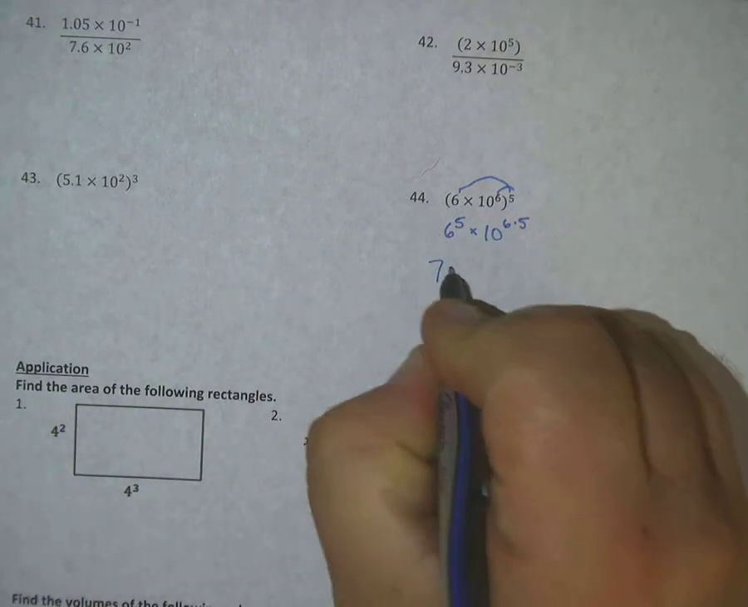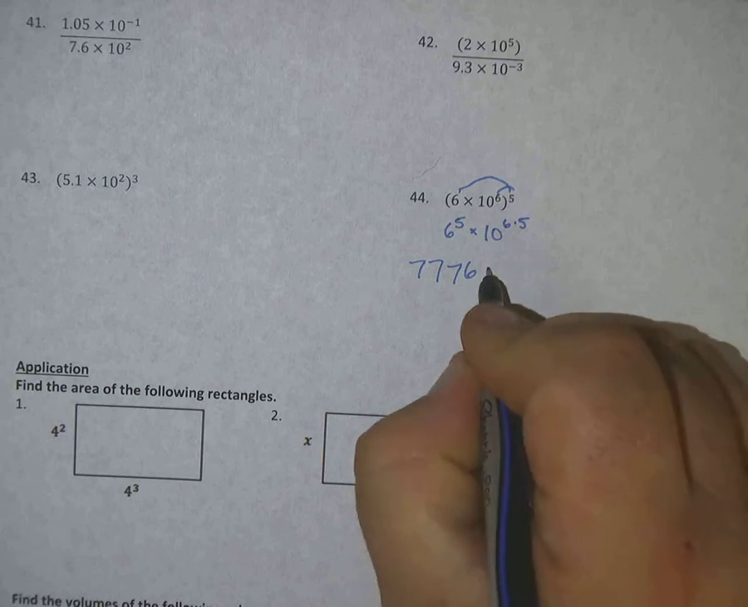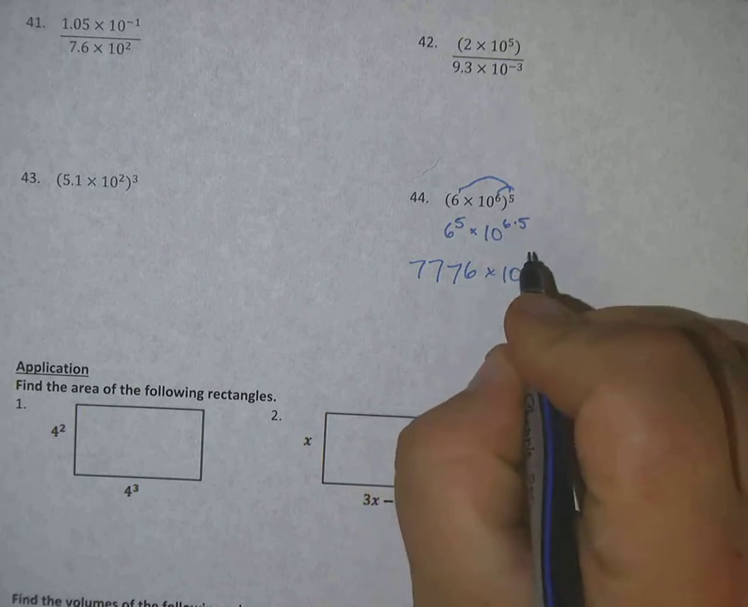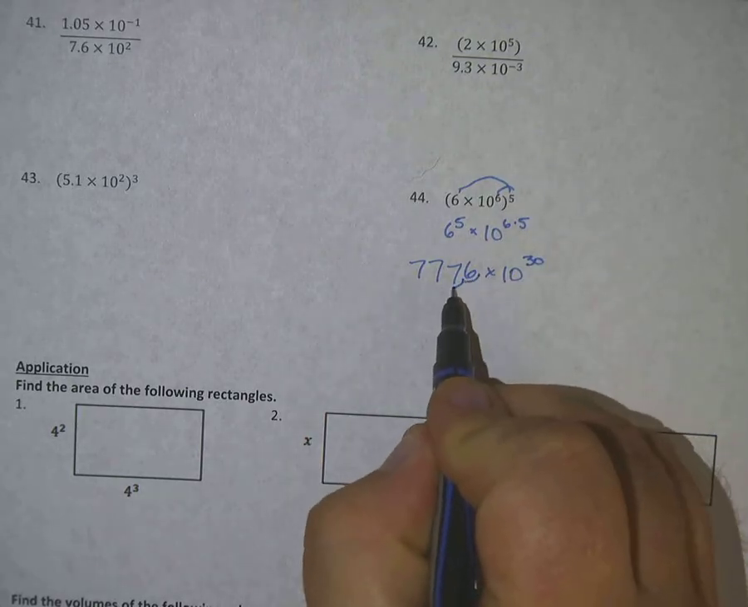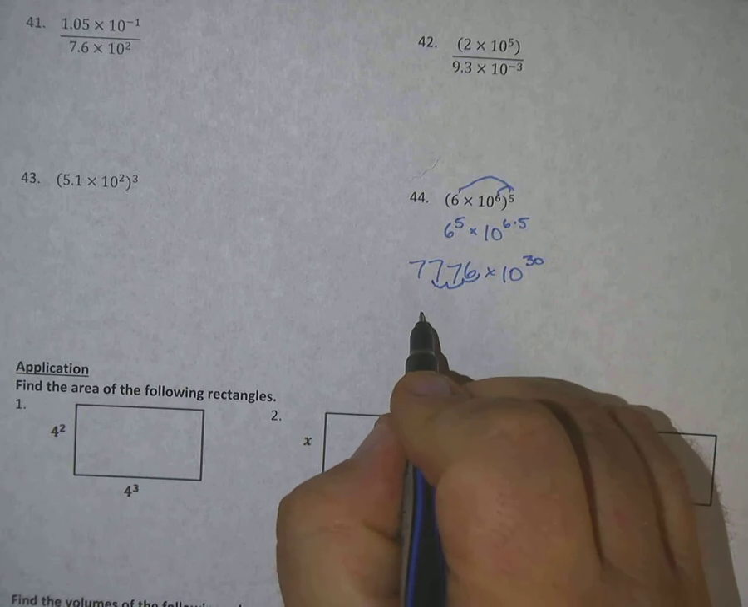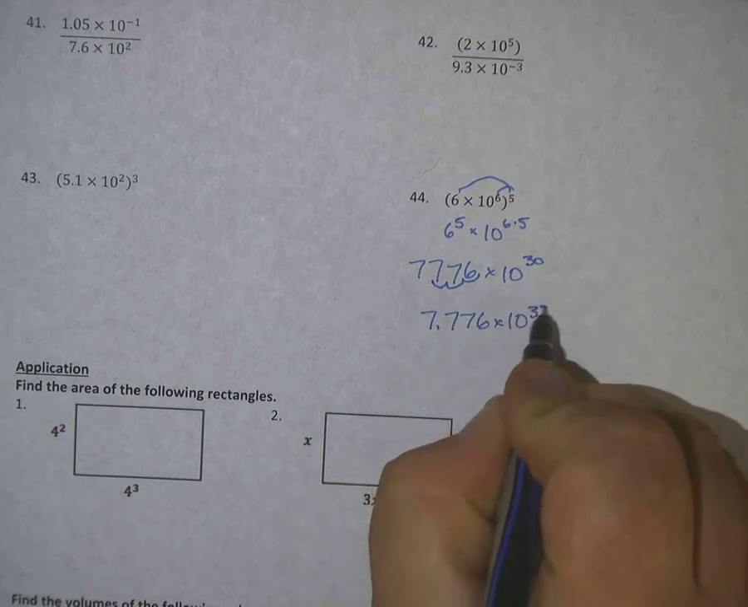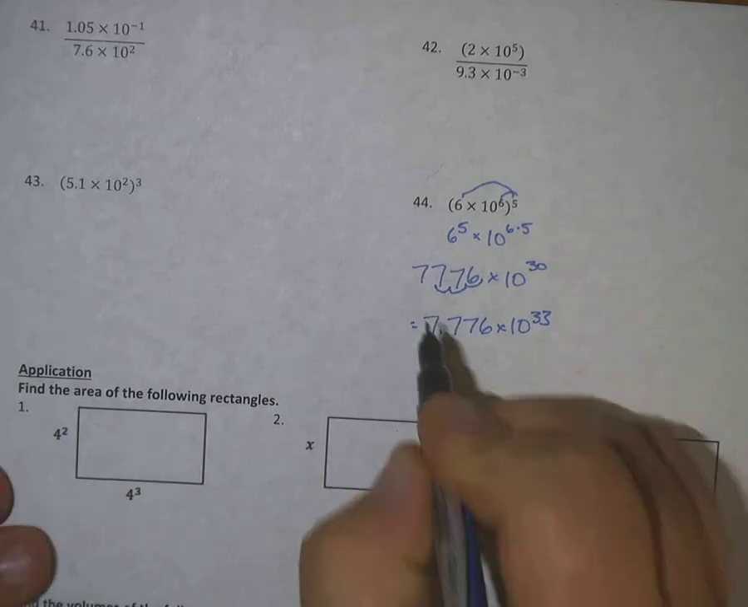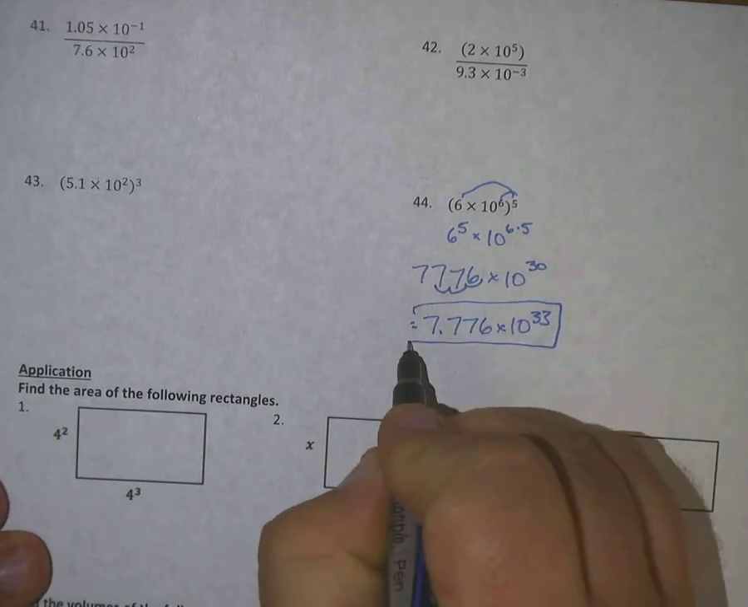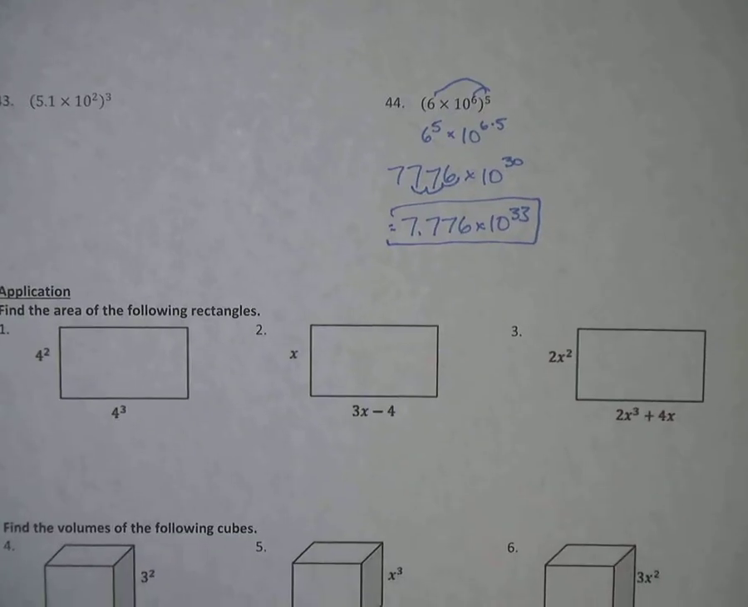So I get 3 sevens and a 6 times 10. 6 times 5 is 30. Okay. And then remember, I need to move my decimal 3 more times. So that's 7.776 times 10 to the 33, because I moved my decimal 3 more times. And that's my final answer there. Again, you can pick whatever way you want to. If you know how to use a calculator to help you, then do that and make your life easy.